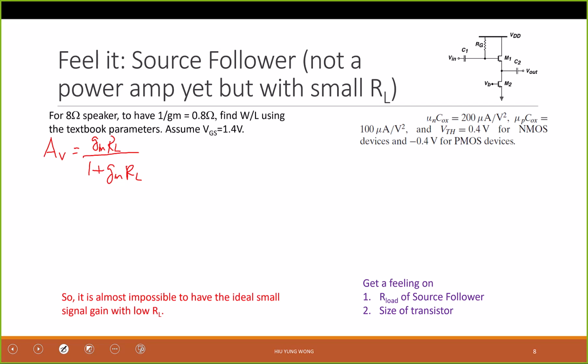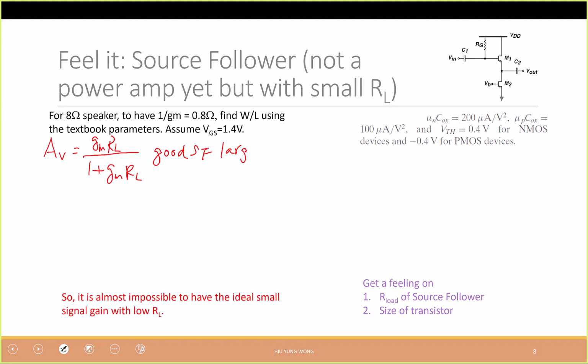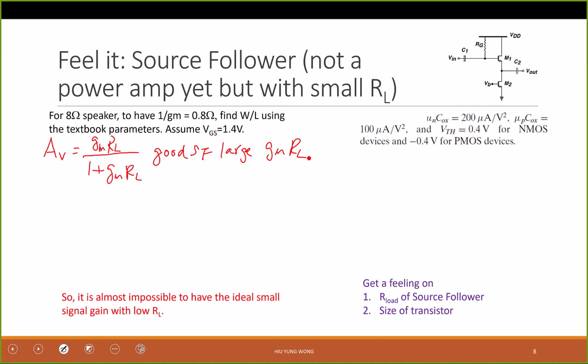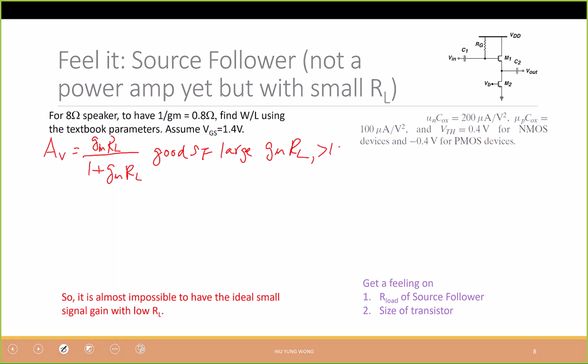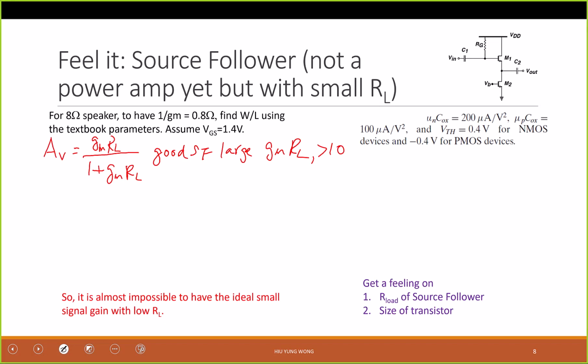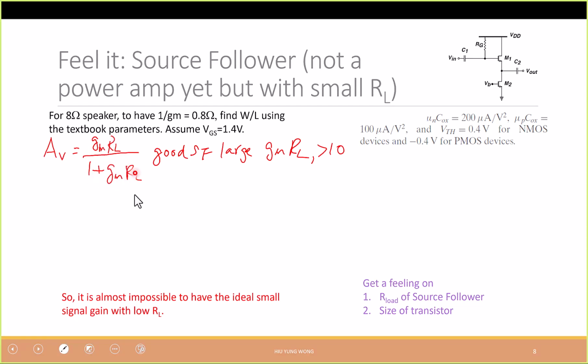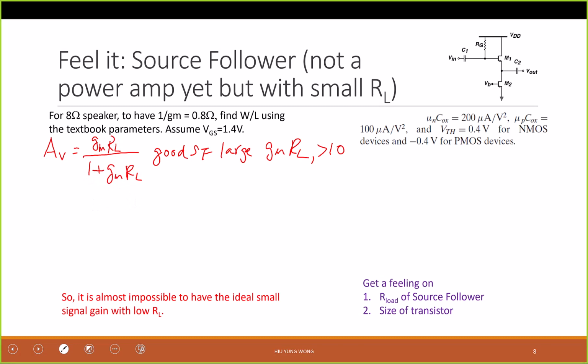My question is, what should be the gm to make it a good source follower? Again, as I just said, for a good source follower, you need a large gmRL, right? Because if gmRL is small, then your gain is not 1. So for example, I want it to be larger than 10. This is the requirement, right? Even if it is 10, then I only have about 0.9, because 10 divided by 11 is about 0.909, right?